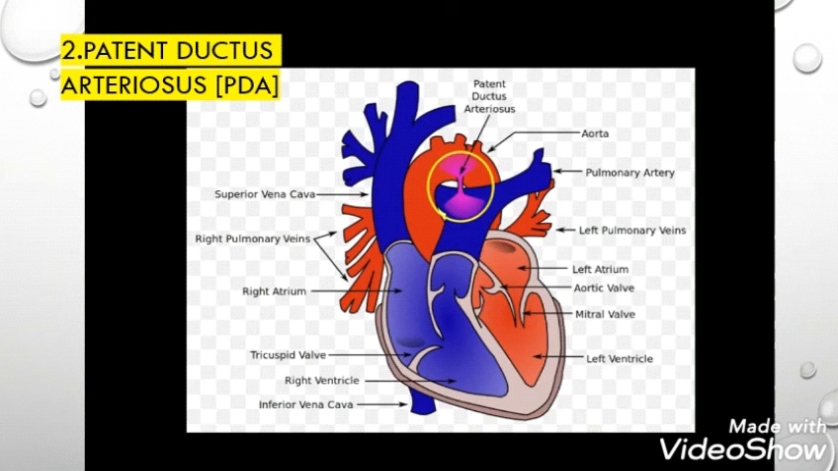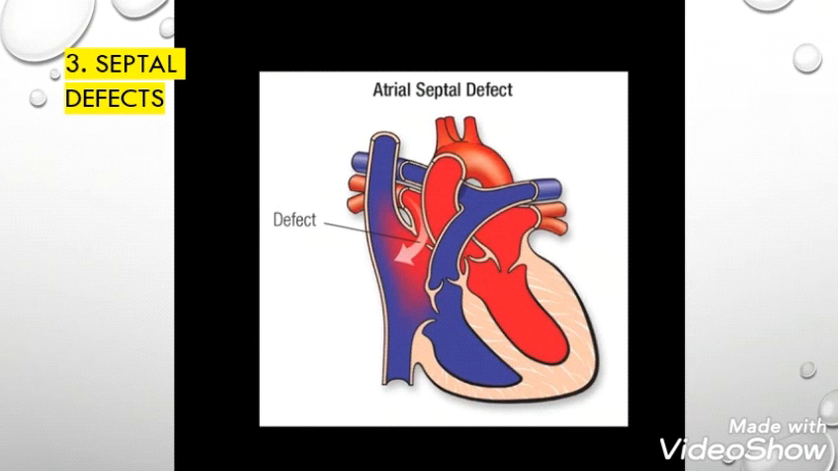Now, as a result, the aortic blood flows with a low pressure into the pulmonary trunk, thus increasing the pulmonary trunk blood pressure. Third, septal defect. A septal defect is an opening in the septum that separates the interior of the heart into the right and left part. This may be either between the atria or ventricles.